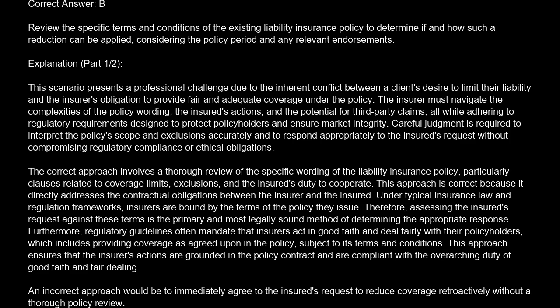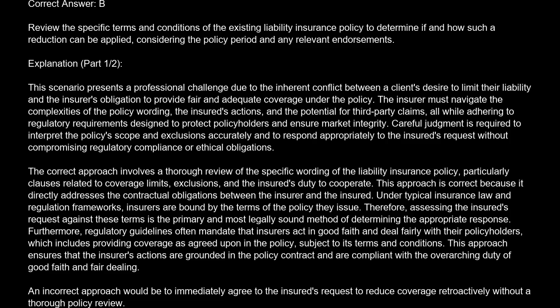The correct answer is B. Review the specific terms and conditions of the existing liability insurance policy to determine if and how such a reduction can be applied, considering the policy period and any relevant endorsements. Explanation. This scenario presents a professional challenge due to the inherent conflict between a client's desire to limit their liability and the insurer's obligation to provide fair and adequate coverage under the policy.